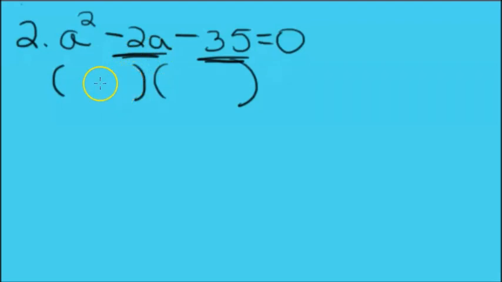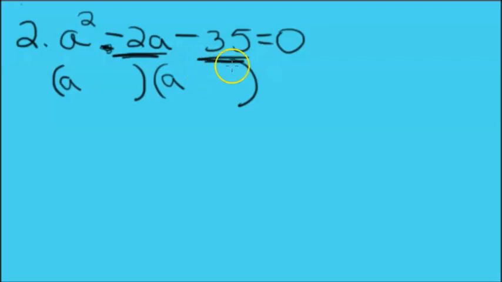Okay, so we put our a's down here for our a squared. Now, notice we have two negative signs, one here, one here. Okay, so we don't know exactly what signs we need off the bat. Let's find our numbers and then we'll go back to that.